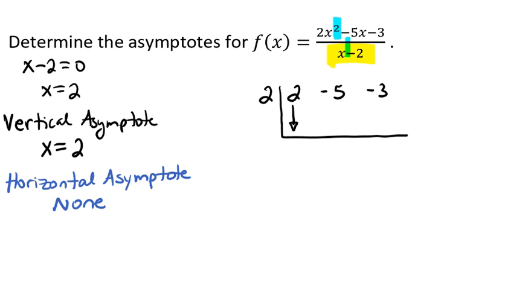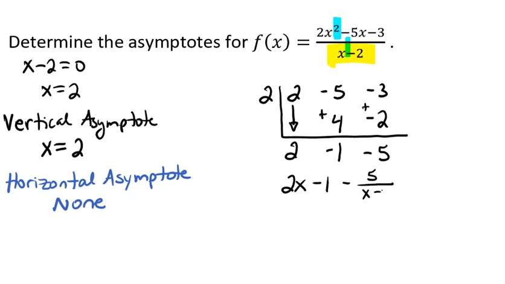So we're bringing that down. So 2, and 2 times 2 is 4. We're going to put that up and add it. Negative 5 plus 4 is negative 1. Now we're going to multiply 2 times negative 1, and that's going to give us negative 2. We're going to add negative 3 and negative 2 and get negative 5. So this is going to give us 2x minus 1 minus 5 over x minus 2.